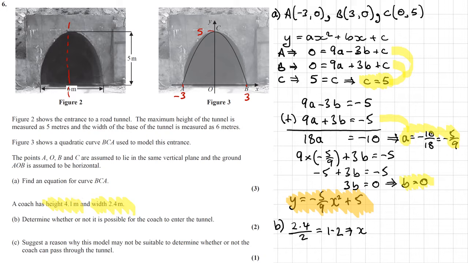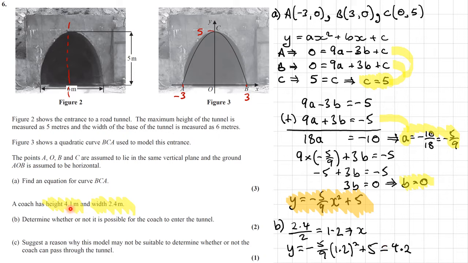So I will have y is equal to minus 5/9 times 1.2 squared plus 5. Let's put it on a calculator, see what that gives us. Right, and that gives us an answer of 21/5, which is 4.2. So this is basically saying that if I have a width of 2.4, an x value of 1.2, this will give me a height of 4.2.